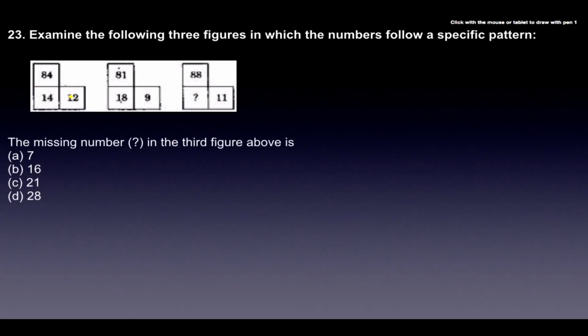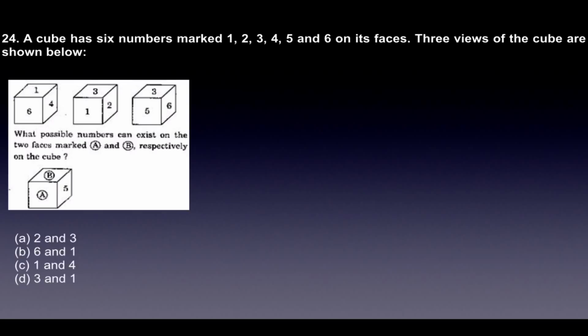Then you have three figures, again a specific pattern. You can easily see 12 divided by 84 will be equal to 7. If it is multiplied by 2, it will be equal to 14. Similarly, it is 9 into 2, 18. So here it will be 8 into 2, 16. So the answer is 16. Very simple question. There is no big logic in it.